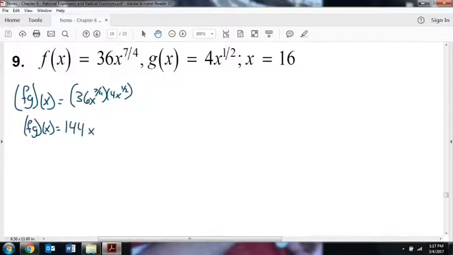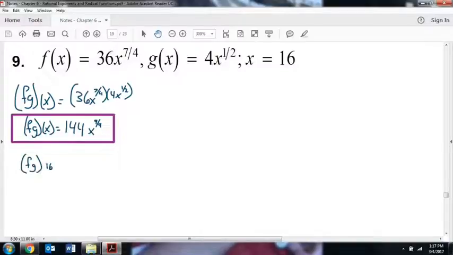X to the 7/4 plus a half. 7/4 plus 2/4, so it's 9/4. That is your main function. And from here we'll evaluate at 16. So fg of 16 equals 144 times 16 to the 9/4. Which I think that's 512 times 144, but let's do that real quick.